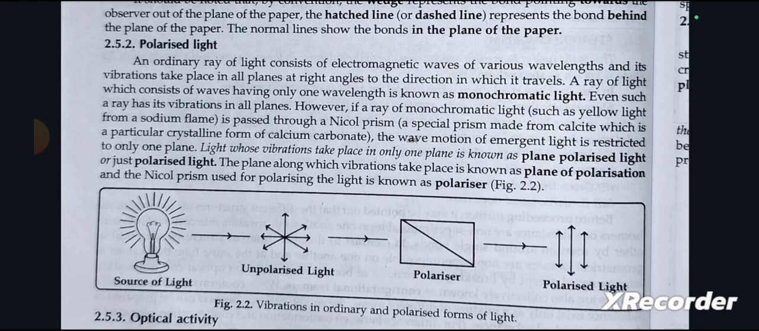However, if a ray of monochromatic light, such as yellow light from a sodium flame, is passed through a Nicol prism, a special prism made from calcite, which is a particular crystalline form of calcium carbonate, the wave motion of the emergent light is restricted to any one plane. Light whose vibrations take place in only one plane is known as plane polarized light or just polarized light. The plane along which vibrations take place is known as the plane of polarization, and the Nicol prism used for polarizing the light is known as the polarizer.